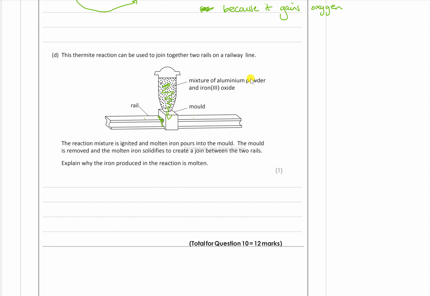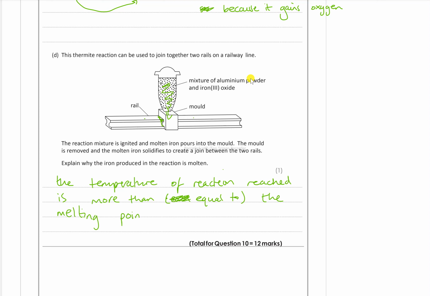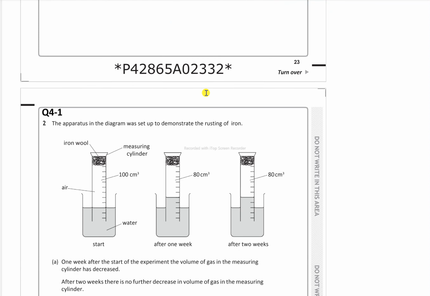Why is the iron produced in the reaction molten? Because the temperature of the reaction reached is greater than, or equal to, the melting point of iron. Right.